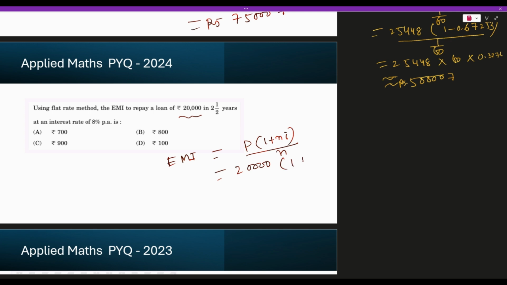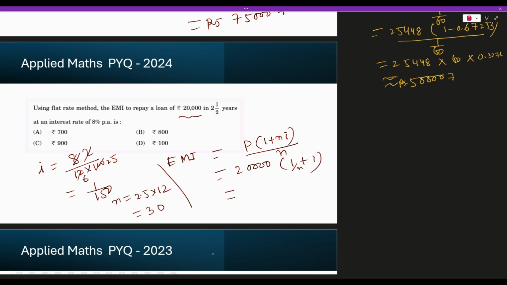This into 1 plus n i, you better divide by n. This will be easier for you to understand. i will be what? 8 per rupee per month. So divide by 12. 8 by 1200. So this is 1 by 150. Clear? And n will be how much? n will be 2.5. This multiplied by 12, that is 30. Is that clear? So this is going to be 20,000 multiplied by (1 by 30 plus 1 by 150).